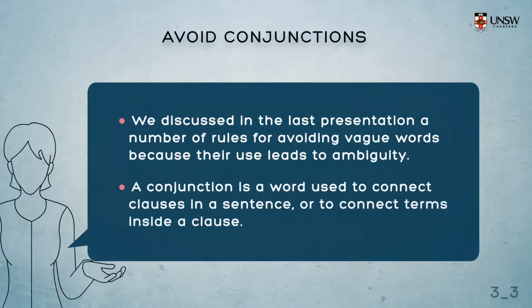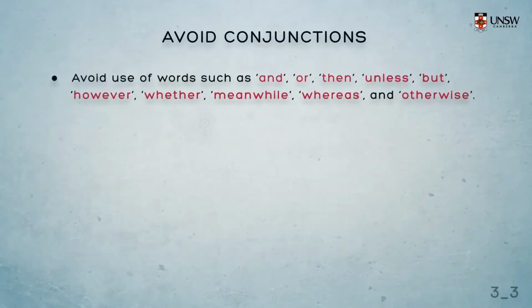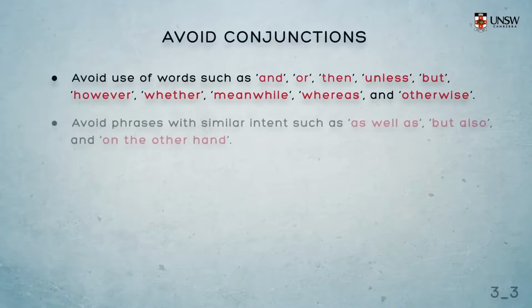A conjunction is a word used to connect clauses in a sentence or to connect terms inside a clause. So conjunctions are words such as and, or, then, and else, but, however, whether, meanwhile, whereas, and otherwise. And it also would include in this rule phrases such as well as, but also, on the other hand, which are other ways of saying those conjunctions.